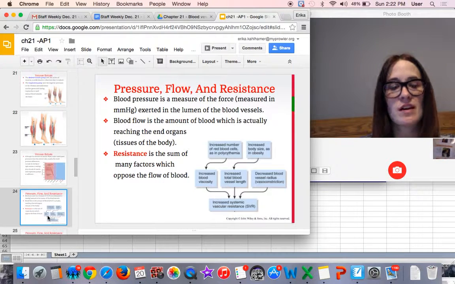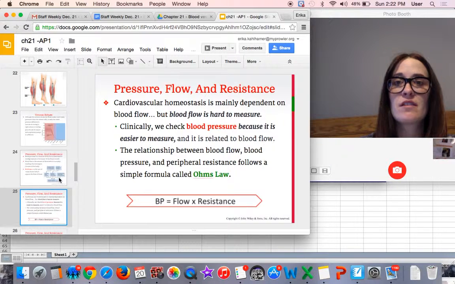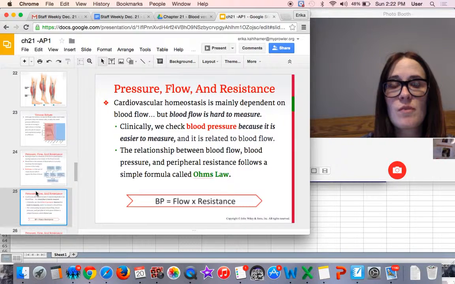So high blood viscosity, blood vessel length, etc. You can see a few there. So, cardiovascular homeostasis.